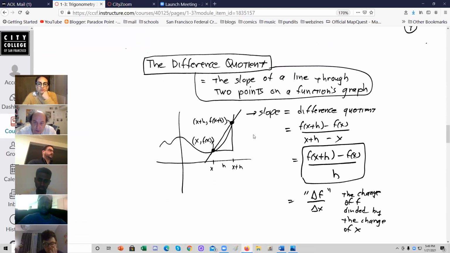The rise is the difference of the f's, f of x plus h minus f of x, over the difference of the inputs, x plus h minus x. Okay, after a bit of simplification, it's f of x plus h minus f of x, all divided by h. This is the difference quotient. It's also called delta f over delta x, where delta is the Greek letter D, capital D, meaning difference. So it's the difference of the f's divided by the difference of the x's.